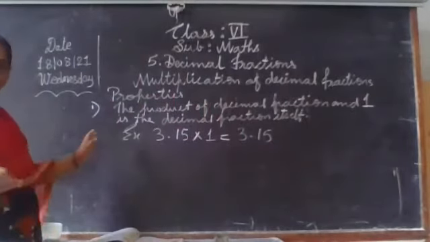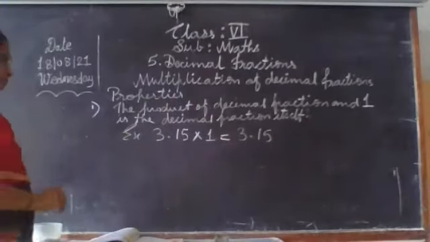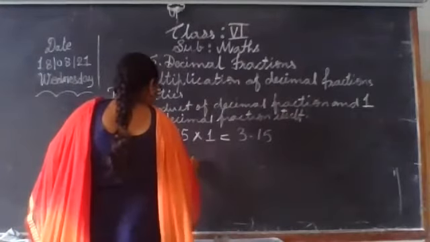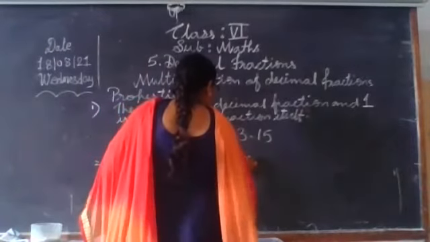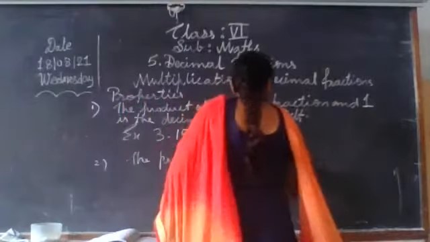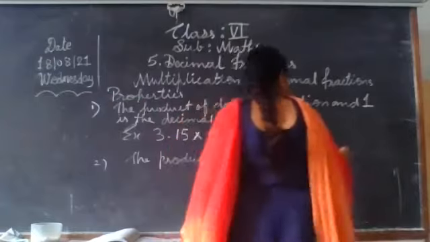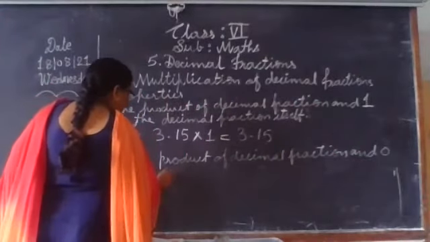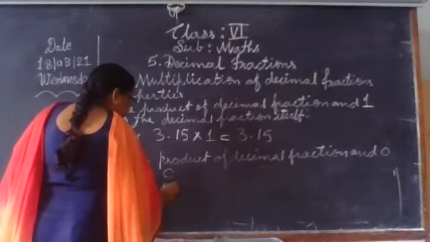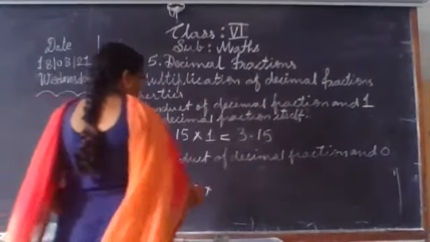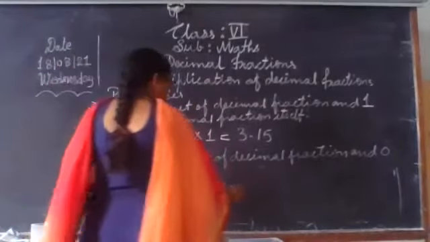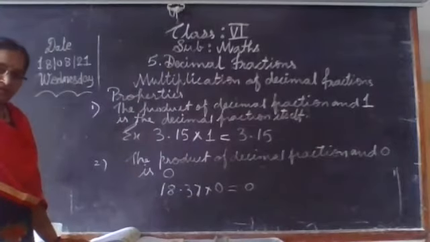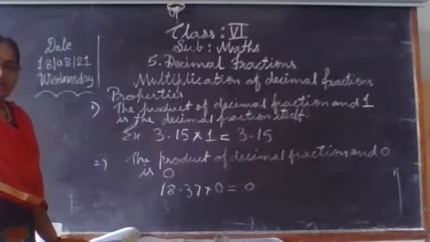Second property: if a decimal fraction is multiplied by 0, what do you get? It is 0. For example, 18.37 multiplied by 0, you will get 0. So remember this better. If you multiply any number, whole number, integer, decimal fraction, or fraction by 0, you will always get 0.